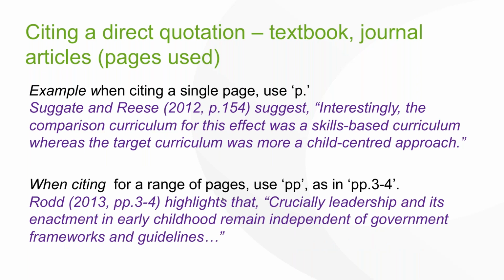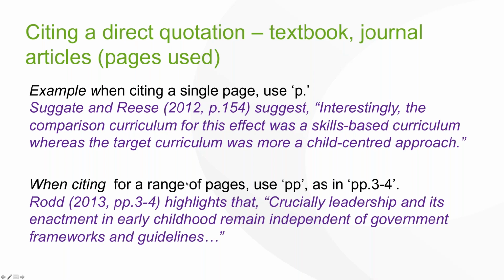Now, whether you're using a single page or multiple pages will slightly change the way that you do your citation. For example, if we're using a single page, here we've got Suggett and Rees, so these are the two authors. 2012 is their publication, and page 154. So we always do the author, a bracket, the year it was published, a comma, the P, the dot, and then the page number and the bracket. Then we add a linkage word and then the quotation.